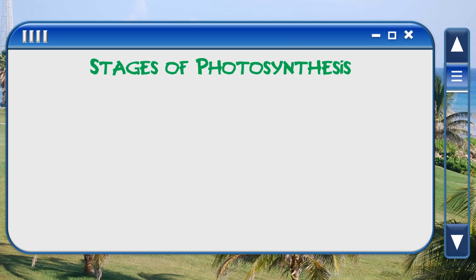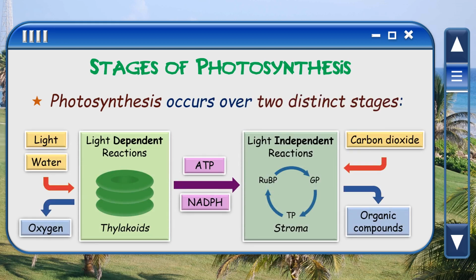Let's now look at the stages of photosynthesis. Photosynthesis occurs in two distinctive stages. Now the stages we are talking about, we have the light-dependent stage and then also the light-independent stage. Those are the two stages in which photosynthesis occurs.